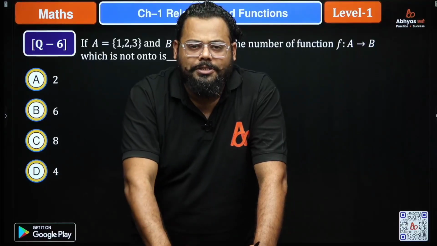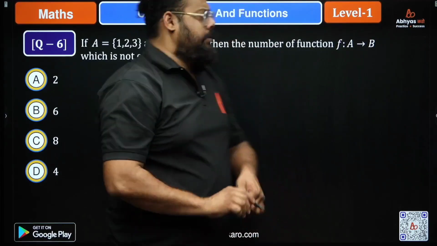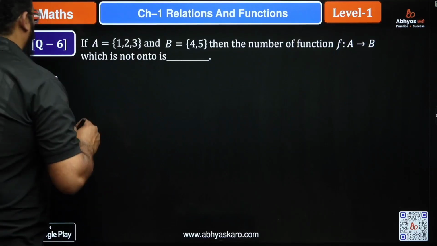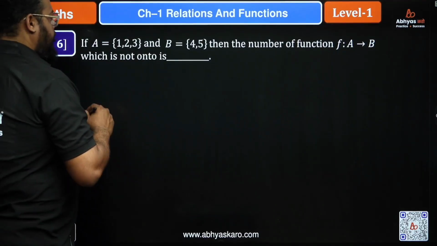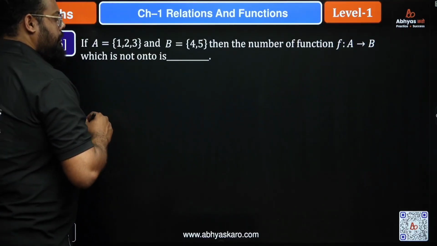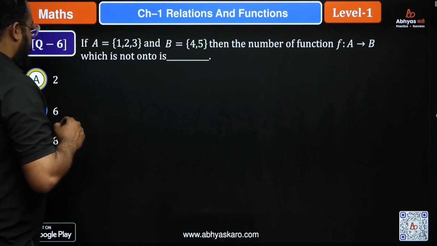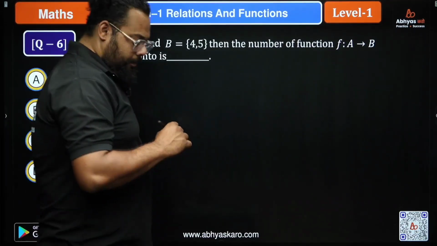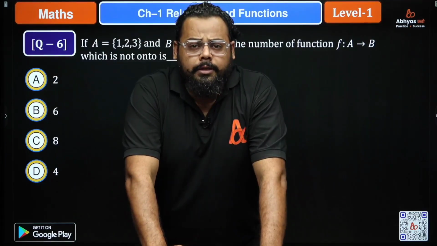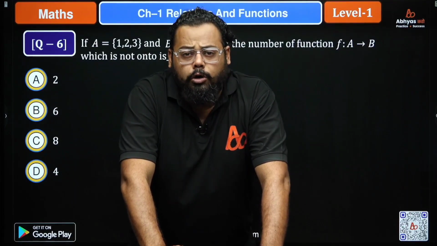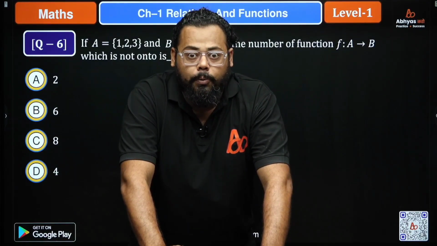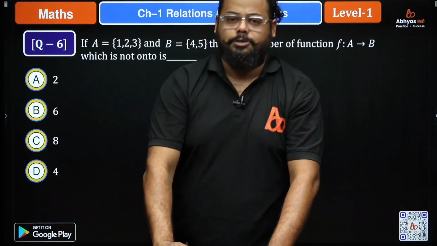Okay, dear students, now we are going to go for question number 6. If A is equal to {1, 2, 3}, B is equal to {4, 5}, the number of functions f maps A to B which is not onto. Okay, to find out the number of functions which are not onto, we first need to know how many total functions are there. So let's go for it.